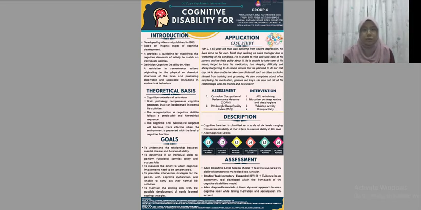We are from Group 4, and the topic that was given to us is Cognitive Disability Frame of Reference. The content of this presentation is first introduction that will be explained by me, Hafsa. Then Amira will explain the theoretical basis, and Farah will explain about the goal of this frame of reference. Then we have description that Khadijah will explain about, and lastly Intan will talk about the case study.